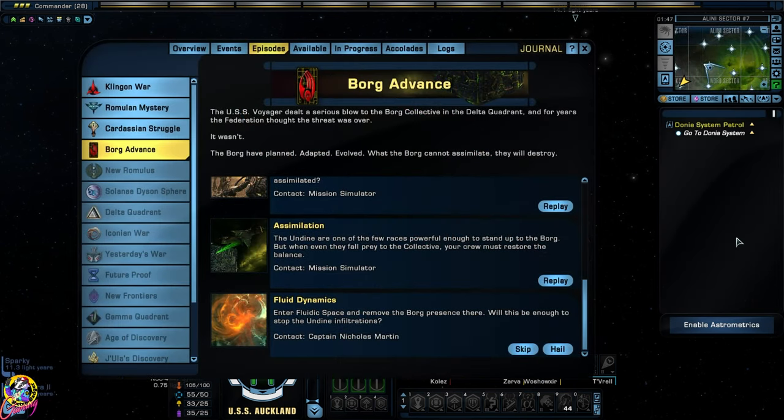So moving on, we're up to Fluid Dynamics, which is the last mission of Borg Advance.